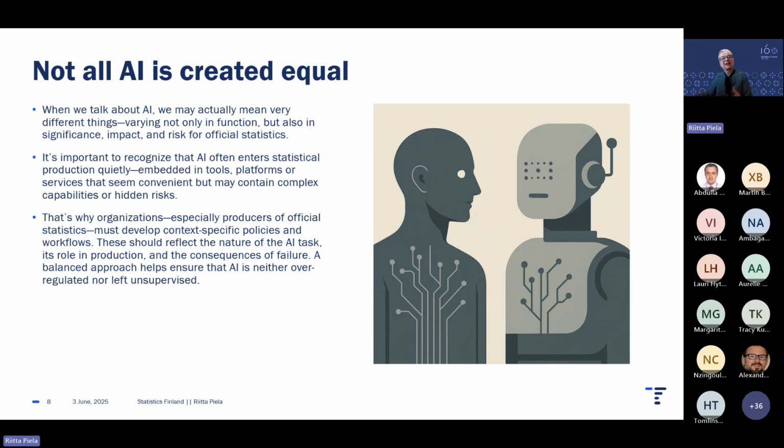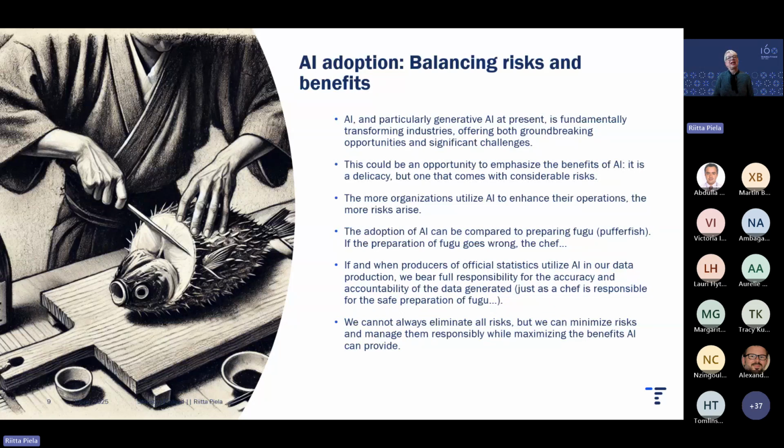And that would somehow ensure that the AI is neither over-regulated nor left unsupervised. And you have to find the balance here. Adopting AI is really balancing risks and benefits. And now, particularly generative AI at the present, it's fundamentally transforming all industries, not just statistics. It's offering groundbreaking opportunities and, on the other side, significant challenges.